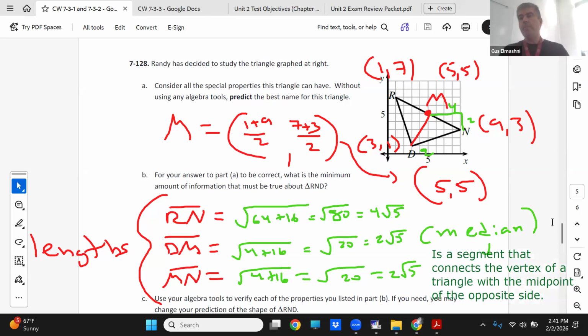Now, it so happens that we have a right triangle. The median will also be half the length of the hypotenuse. We see that. So it's just an observation, just something to keep note of.